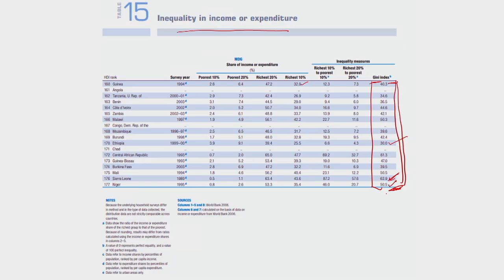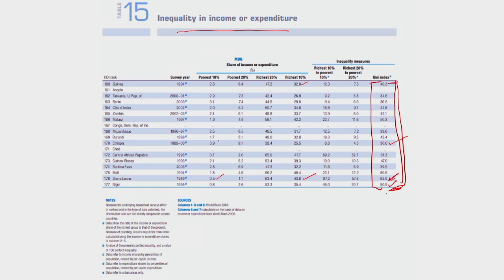Similarly, if you see the country which showed the highest inequality here, Sierra Leone, you will see that the share of the poorest 10% in total income and expenditure is only 0.5%, whereas the share of the richest 10% is 43.6%. So it makes sense to say that this country is relatively more unequal than the rest in this group of sub-Saharan African countries.